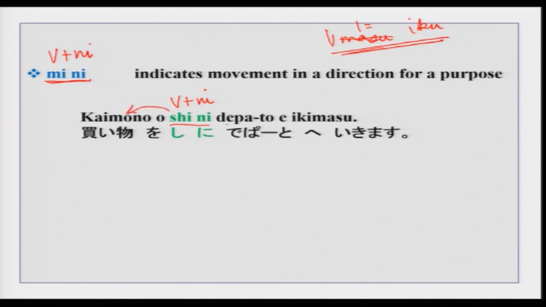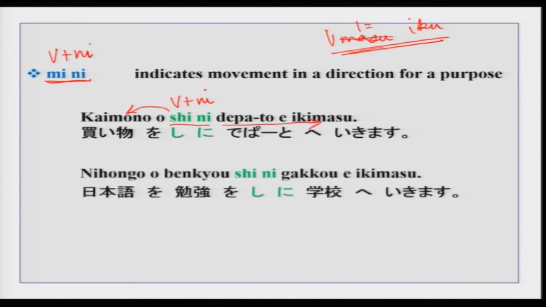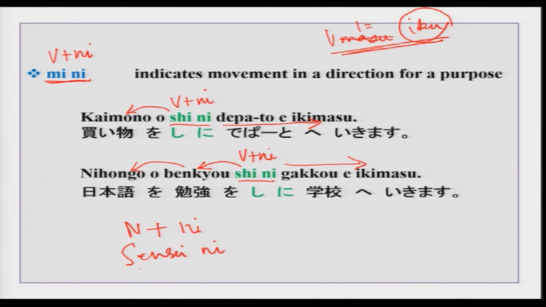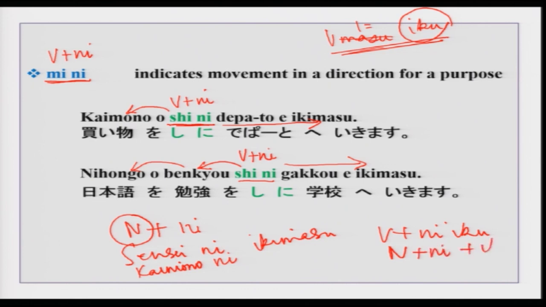Kaimono is shopping. Depato e ikimasu. Now, Nihongo o benkyo shi ni gakko e ikimasu. Nihongo o benkyo shi ni, for the purpose of benkyo of what? Nihongo. Gakko e ikimasu. So now here you will see one thing, that the verb always is iku, and this is verb plus ni. You can also have noun plus ni, as we did in the previous slide. Sensei ni ai ni ikimasu, or kaimono. We have shi ni over here, we can say kaimono ni ikimasu. So you can also use it with nouns. With verb, it is verb plus ni iku. With noun, it is just ni plus iku.